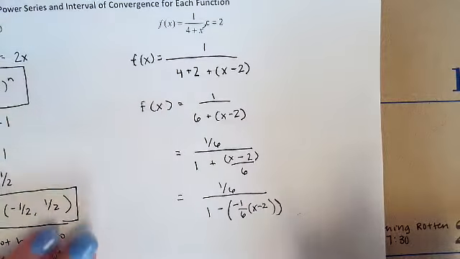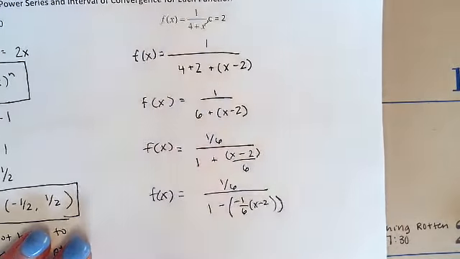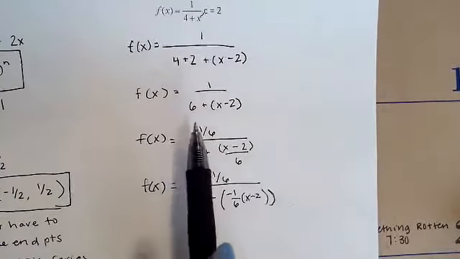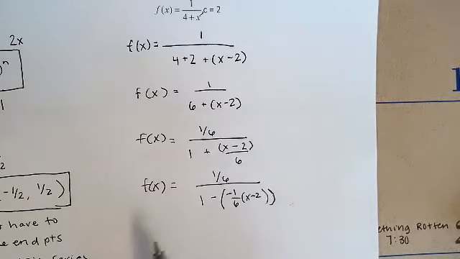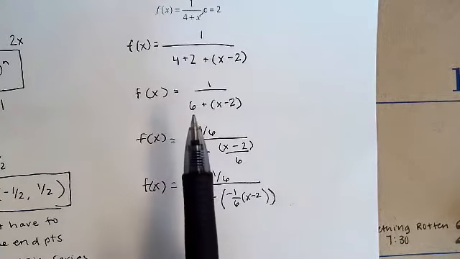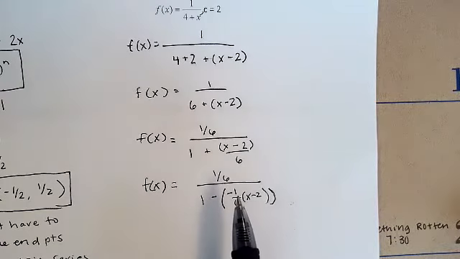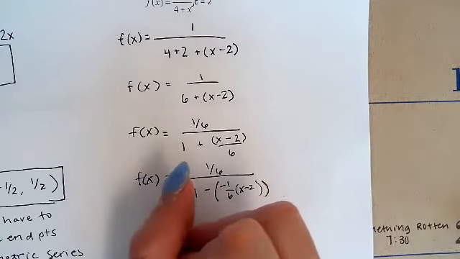Can I ask a stupid question? Absolutely. Why wouldn't you just rewrite 6 plus x minus 2 as 1 over 6 minus a negative x? I can't have this be a 6. It needs to be a 1. Oh, it has to be a 1. So I've got to change that to 1 and then make it 1 minus. Okay. So now I can figure out what my A and my R are.